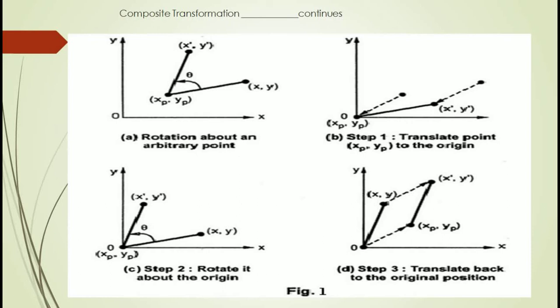So let us see the matrix representation. Here you see that the first thing is to translate the point xp and yp to our origin. After that, rotate this point by some angle, that is theta angle, and then after that translate back to our original position, and this is nothing but the retranslation.